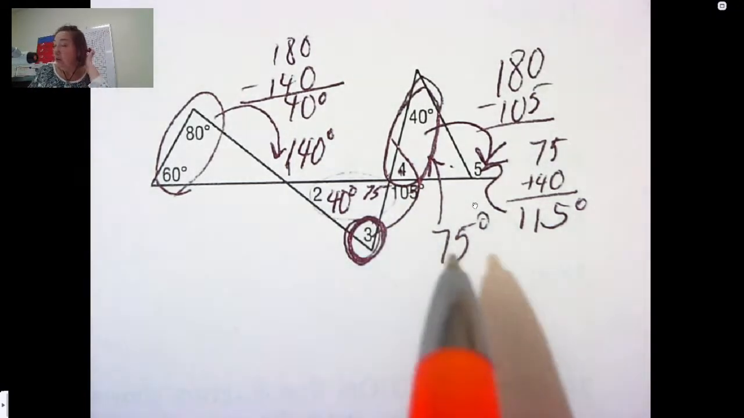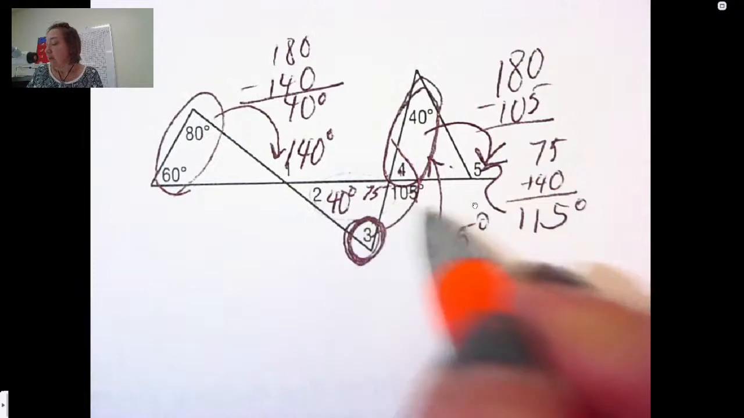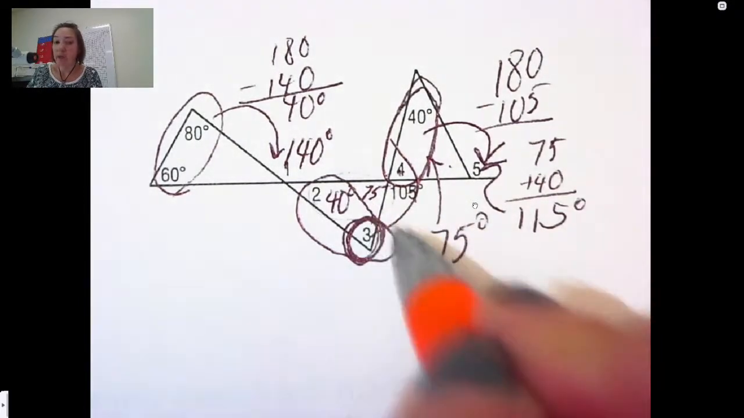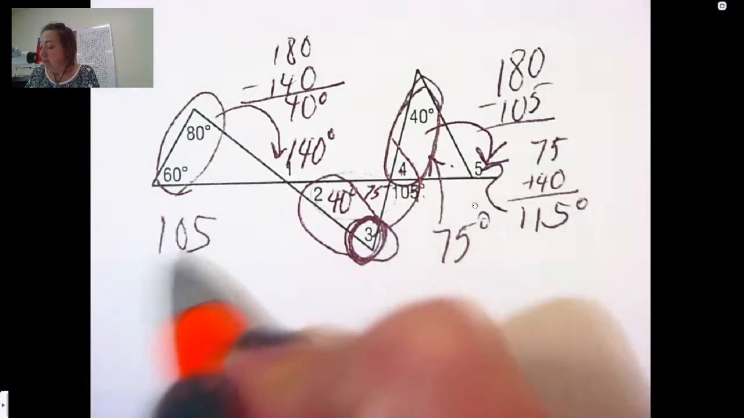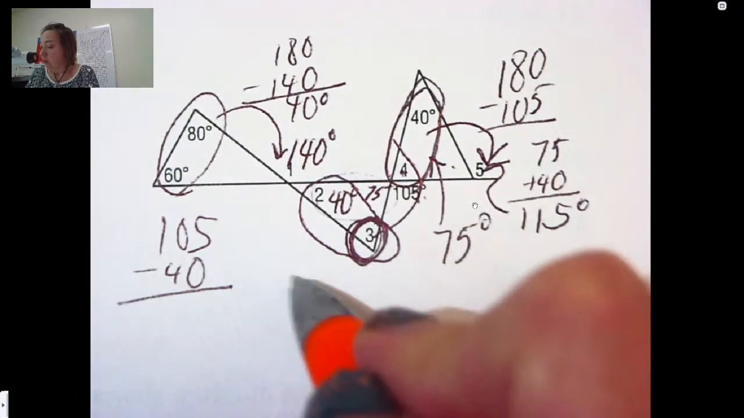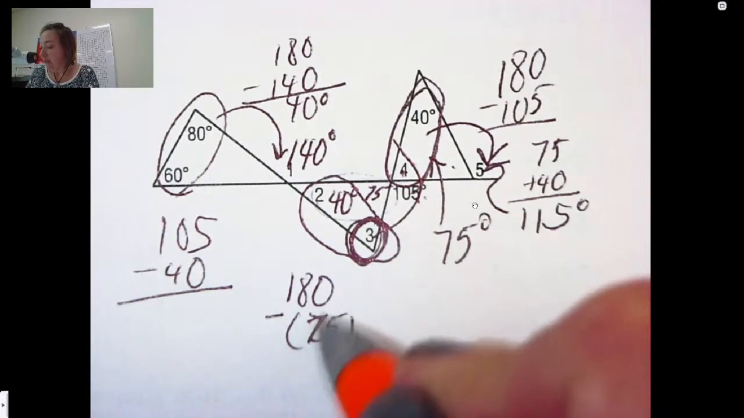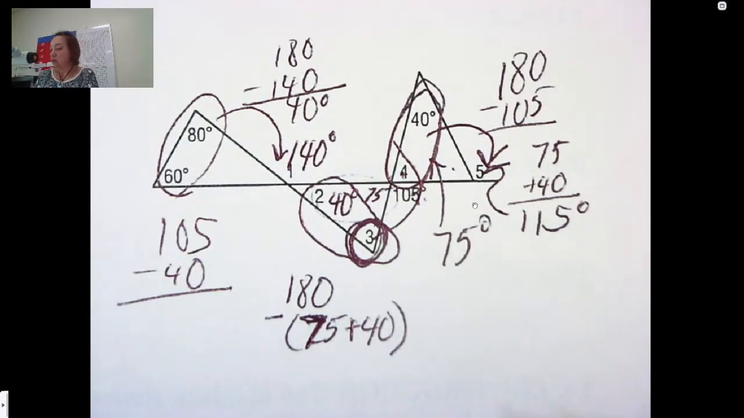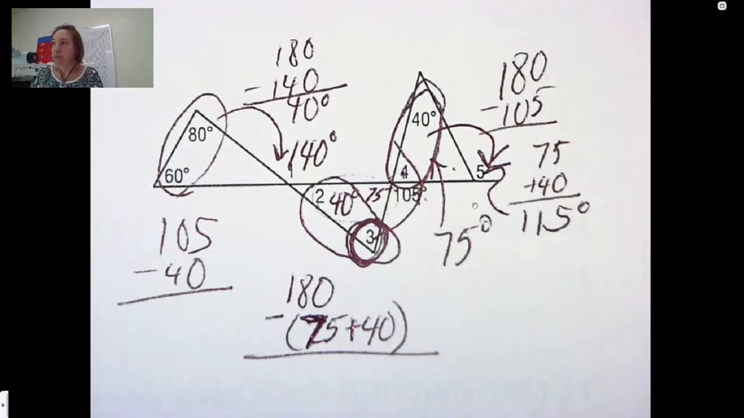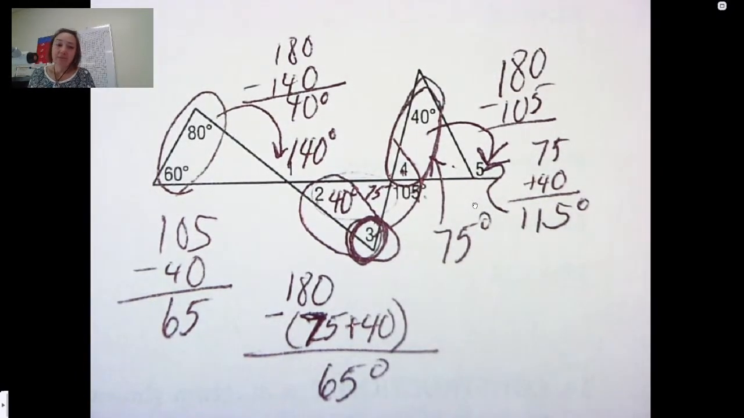Another option would be to do 105 minus 40, because angle 2 and angle 3 have to add up to 105. So we could do 105 minus 40, or we could do 180 minus 25, or 75 plus 40. Either way, we're going to get the same answer. So what is our answer on that one? 65. I'm going to trust that you're right. Either way, still get 65, right?